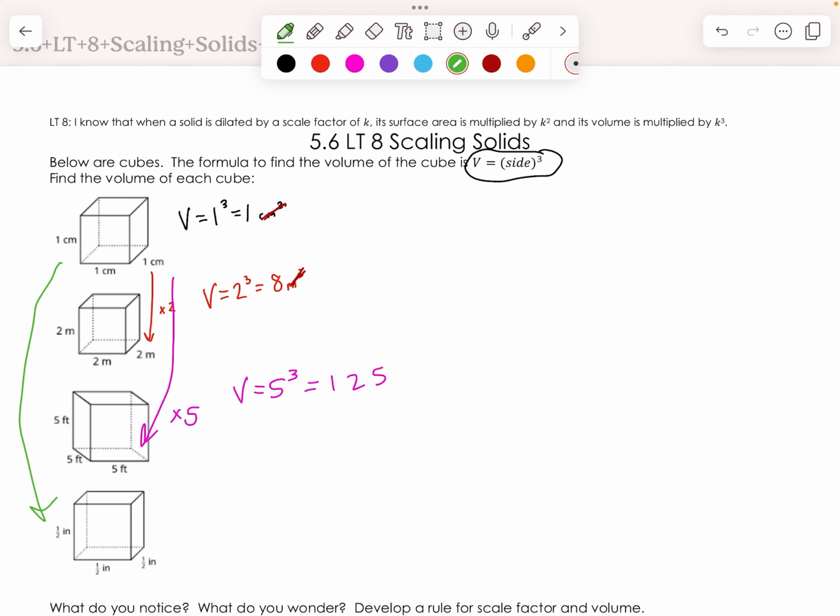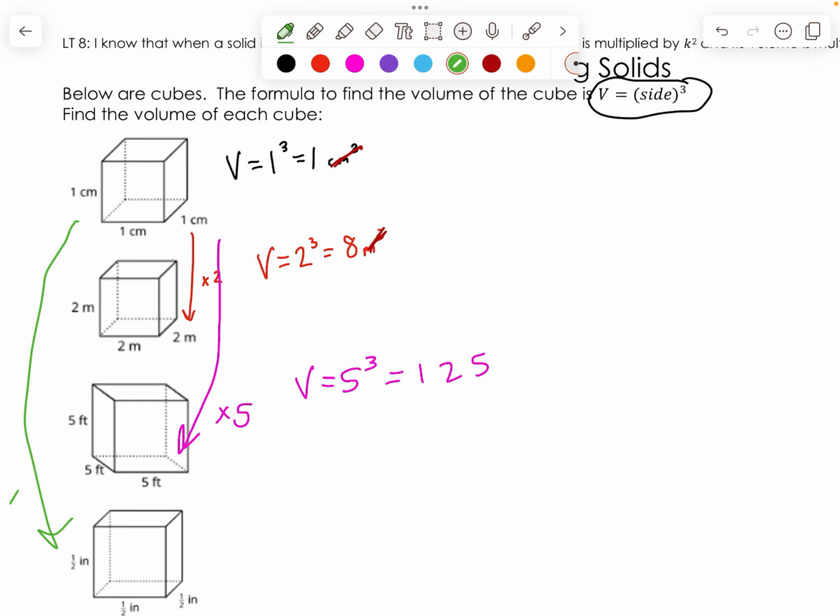In this one, the scale factor is 1/2, so the volume is 1/2 cubed. Plug it in like this into Desmos, it'll ensure that it's cubing the whole fraction, and you get 1/8.